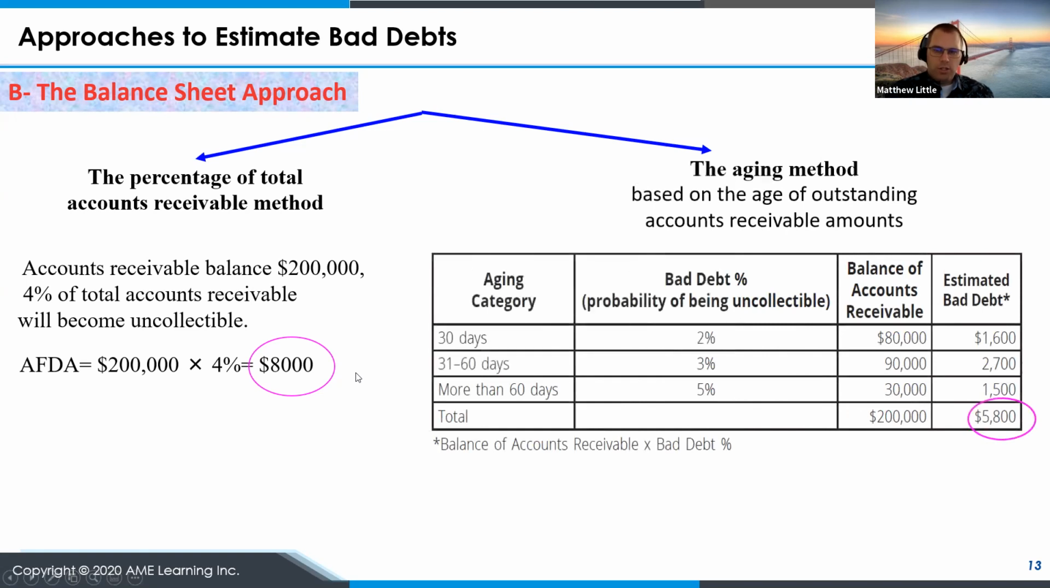The other method is the aging method. So we look at the age of our accounts receivable in different buckets. And in this example, we've looked at 30 days or less, 31 to 60, and more than 60 days. And we have different bad debt percentages applied to each range. We look at our balance of AR in those ranges. You can see in our table, we have $80, $90, and $30,000. And our estimated debt would apply the bad debt percentages to each bucket for a total in this scenario of $5,800 once we add up all three buckets.